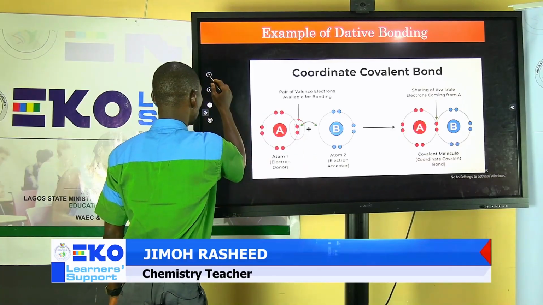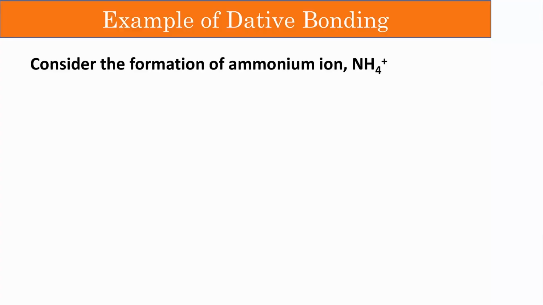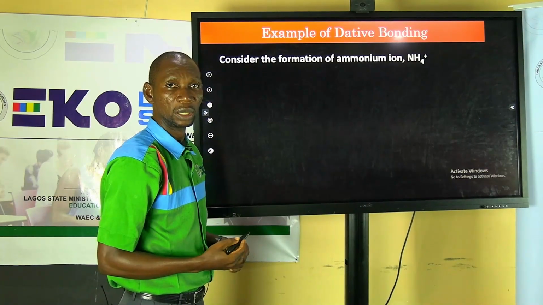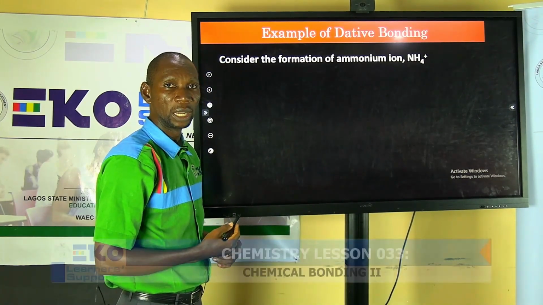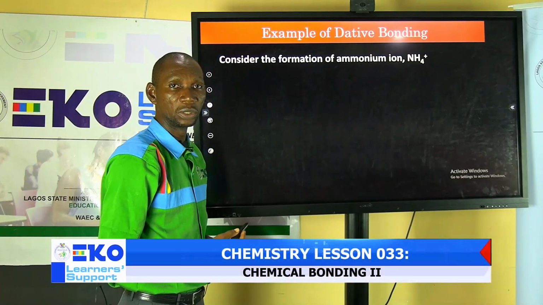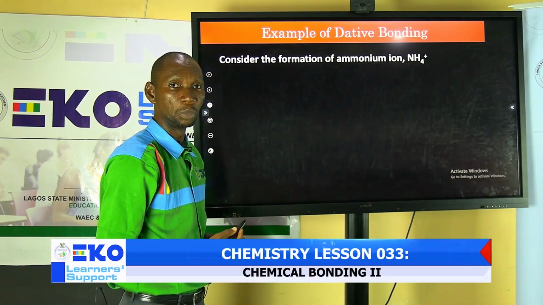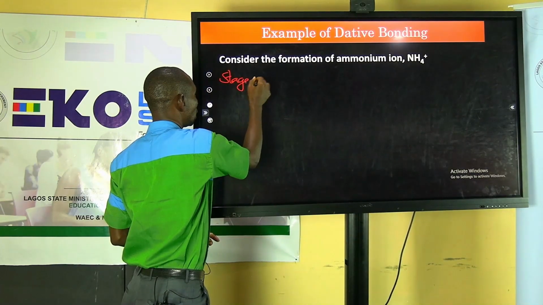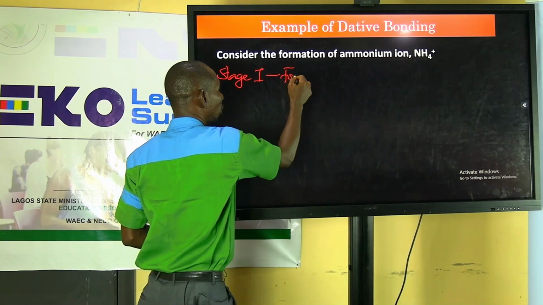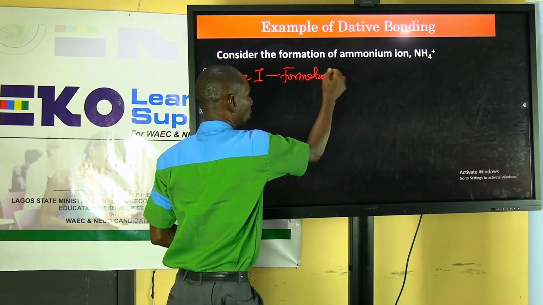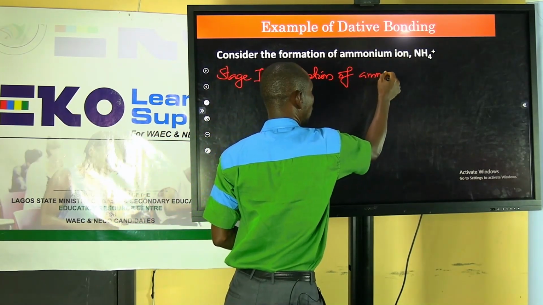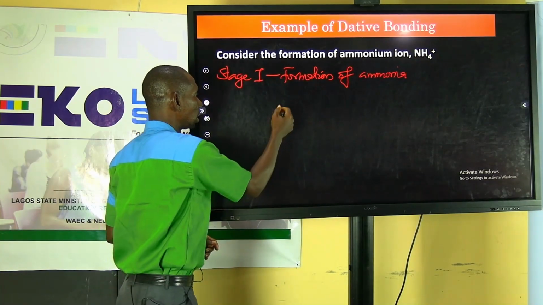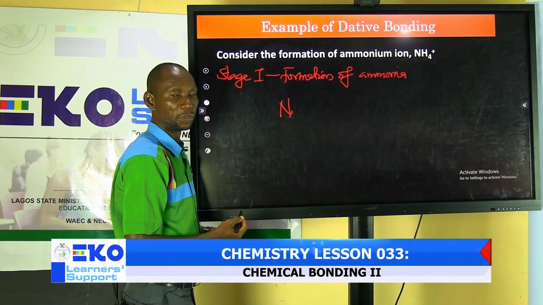But let's look at some examples. Consider the formation of the ammonium ion. We are asked to illustrate the formation of the ammonium ion and show that it actually undergoes coordinate covalent bonding. There are two stages. Stage 1 is the formation of ammonia, which takes place by ordinary covalent bonding.